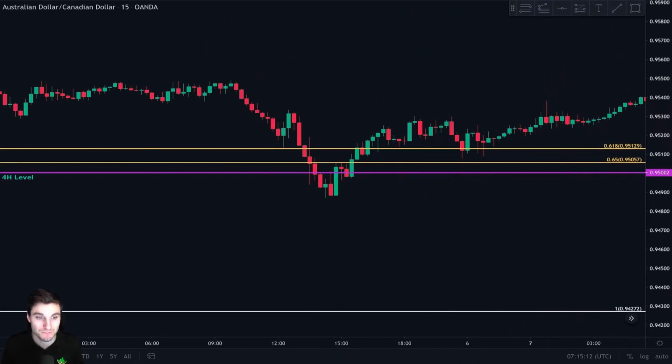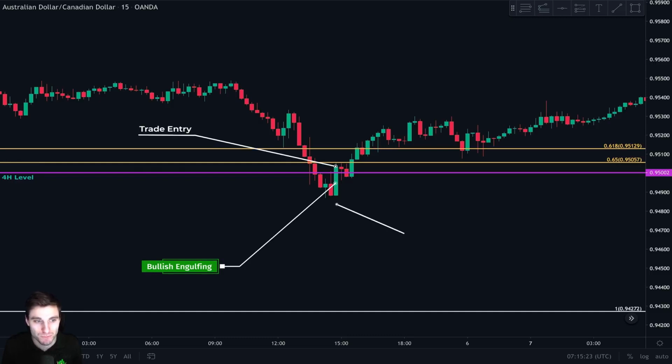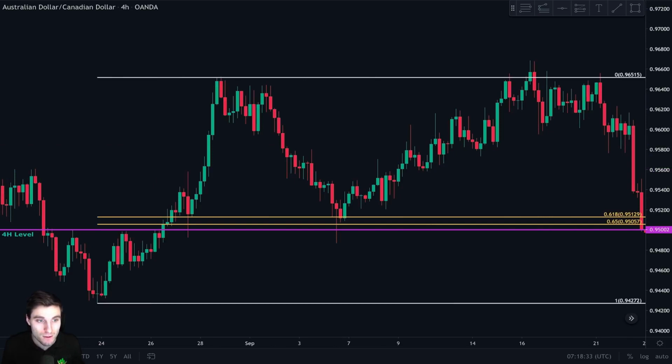What do you notice? When price came back to the 4-hour level, we clearly see the formation of this bullish engulfing candle, which is our entry trigger to enter a long, and we put our stop loss just below this candle. What happened next? Well, price went up because this level acted as strong support and we closed the trade at our resistance, which is the 0 point of our Fibonacci retracement.